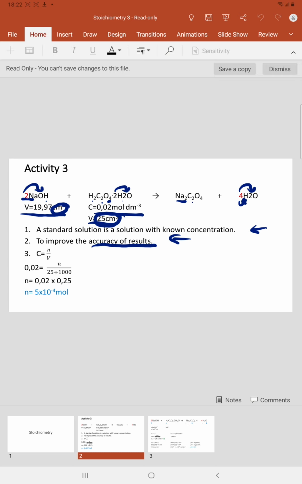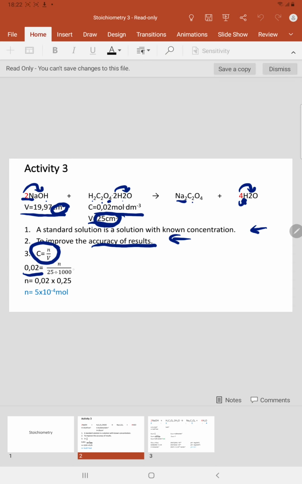Question 3 looks for the concentration. It looks for the number of moles. This is a simple calculation. We use the formula C is equal to N over V. We are looking for the number of moles of H2C2O4 with 2 parts of water. We have the concentration 0.02.